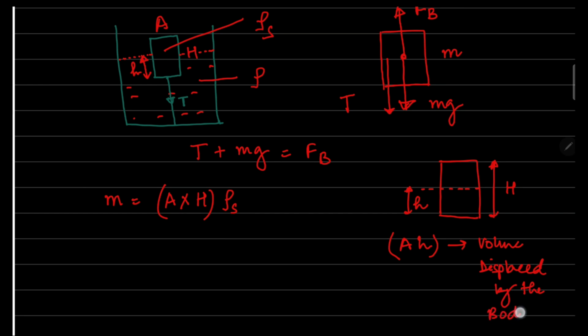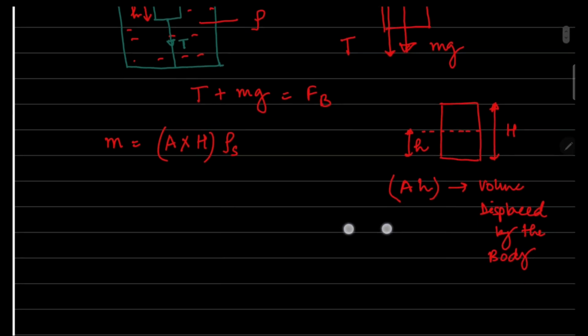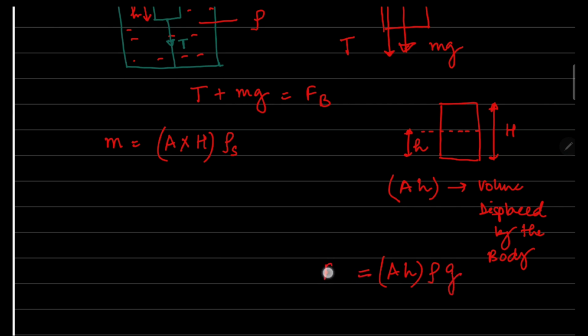So the weight of the water displaced will be A into h into the liquid density rho, and then multiplied by g, and that will be the buoyancy force Fb. Now this is your equation 1. We need to put all these things in and we will get the final answer. So T is equal to Fb minus mg.